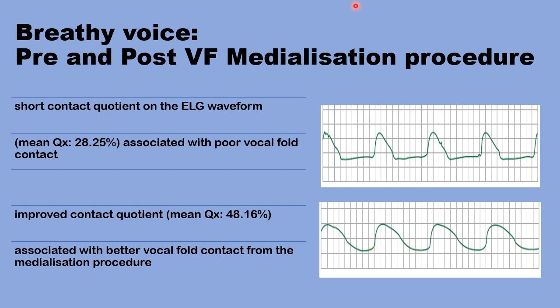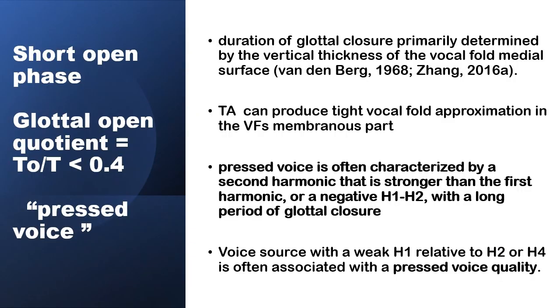shorter open phase. We have noticed how a weak or a delayed activation of the thyroarytenoid muscle can produce a long open phase of the glottic cycle with a longer glottal open quotient, more than 70%. On the opposite, if the thyroarytenoid is overactivated, it can produce a tighter vocal fold approximation during phonation and a shorter open phase. The glottal open quotient would be less than 0.4. The open phase in relation to the total duration of the cycle would be less than 40%. This would give rise to a pressed voice rather than the breathy voice if the open phase is longer.